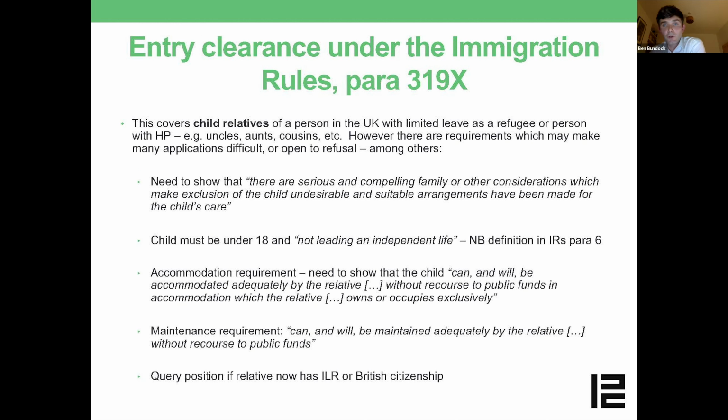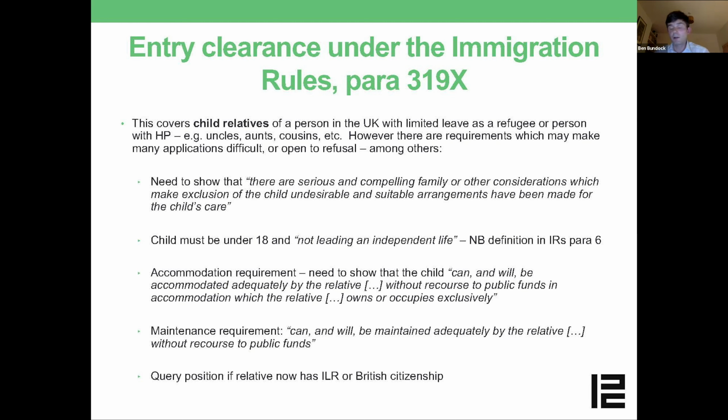So the second route, which might assist in a number of cases that were previously covered by Dublin, paragraph 319X onwards of the immigration rules, which covers child relatives of a person in the UK with limited leave as a refugee or as a person with HP. So this could be an uncle who's a refugee here, or an aunt or a cousin, and so forth. But under this rule, there are a number of requirements which, in my view, are likely to make a lot of applications difficult, or at least open to refusal.